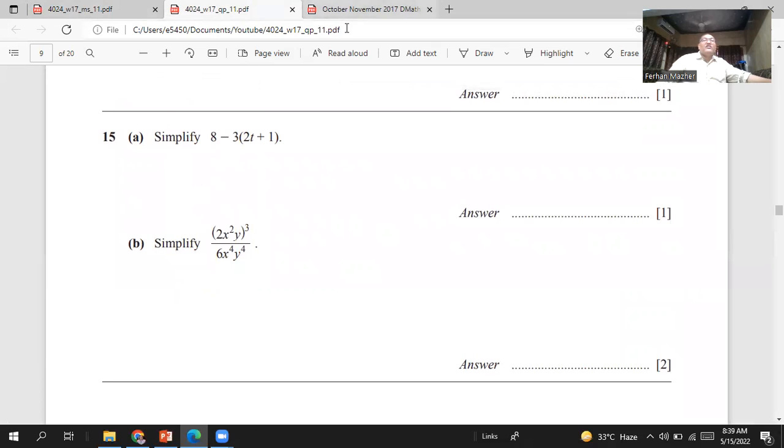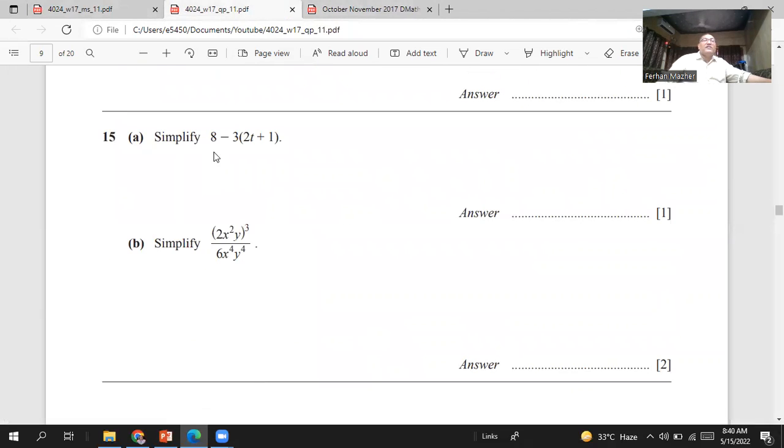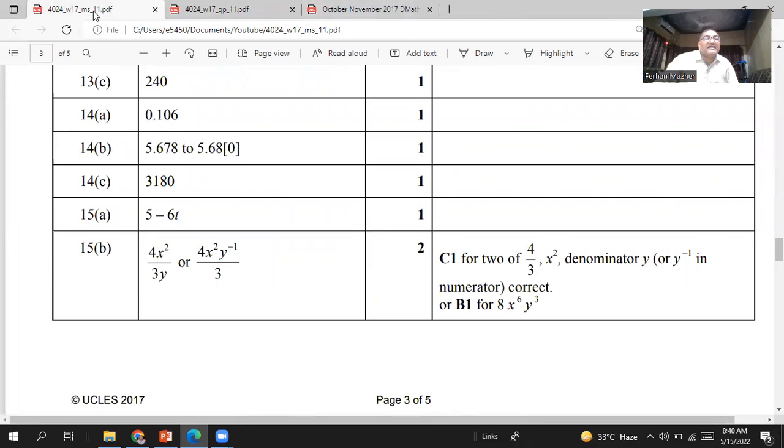Okay. Now we are going to question number 15. He says, simplify. You have to simplify this: minus 3 will multiply with that bracket. So it will become 8 minus 60 minus 3. So it will be minus 60 plus 5. Okay, our answer is right.